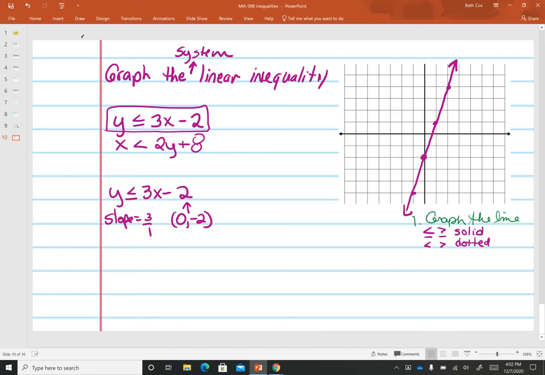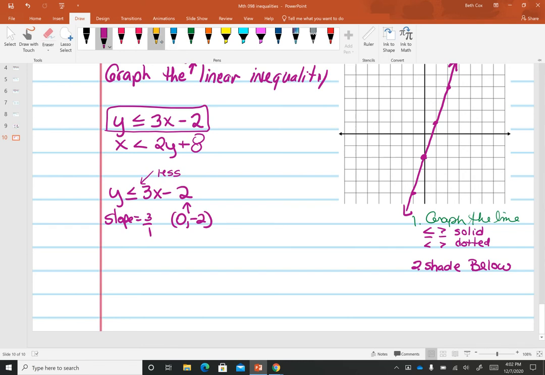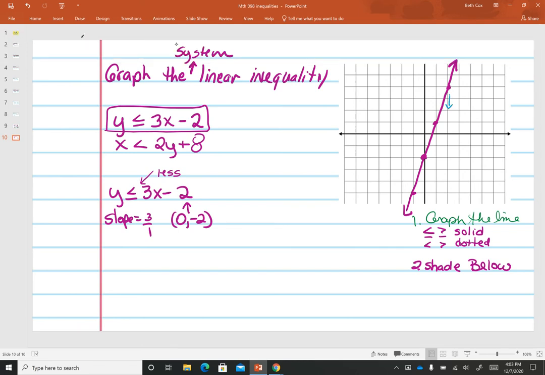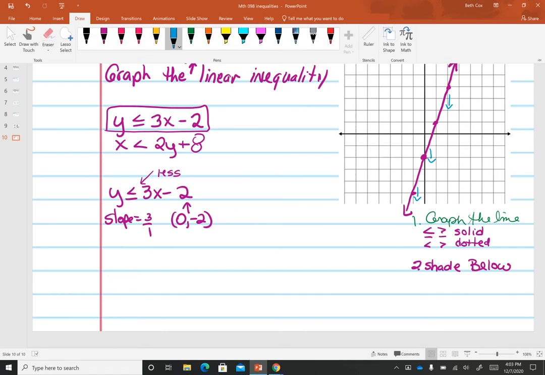All right, it says less than. This is a less than, so that means I'm going to shade below. Now, I'm not really going to shade below because I still got a lot of work to do on this problem. I'm just going to put my little arrow there, shading below. Okay? All right, so now I'm going to do my second line.